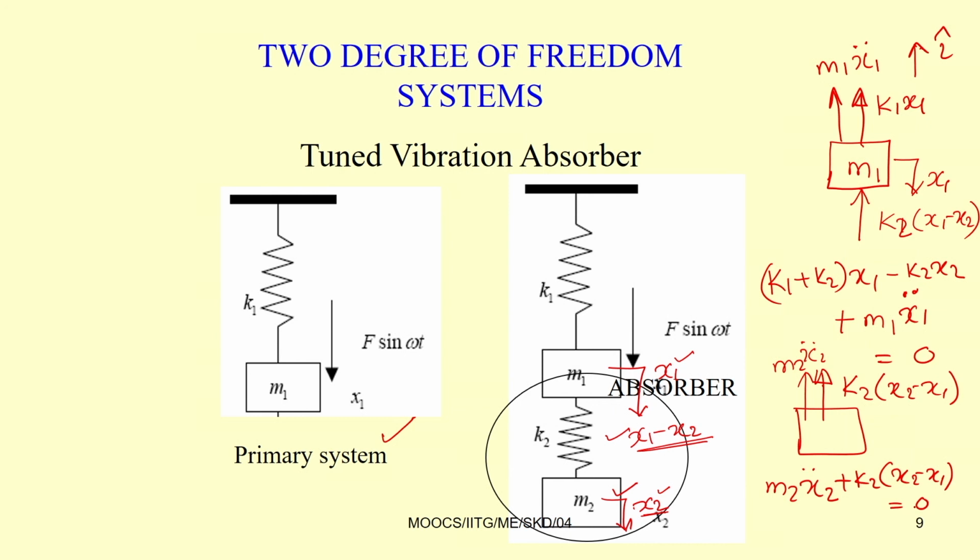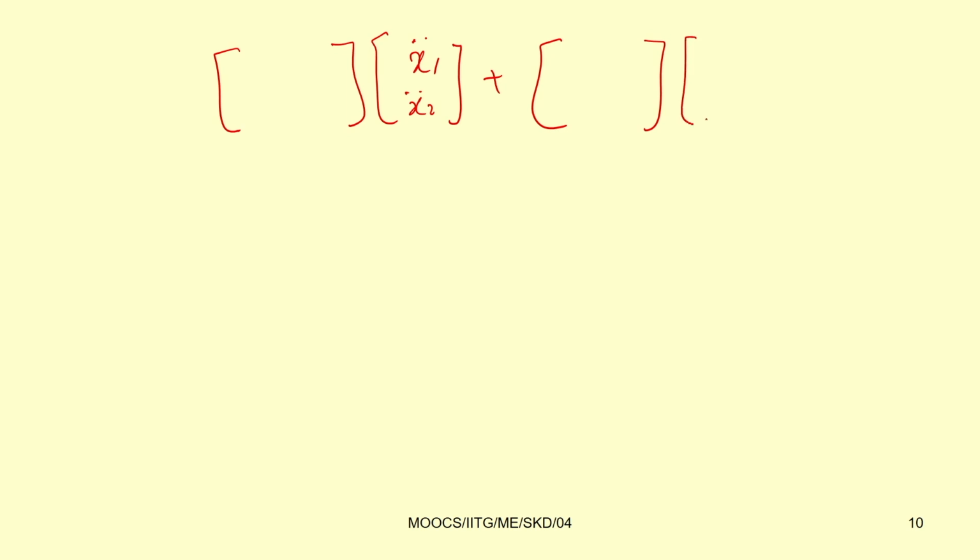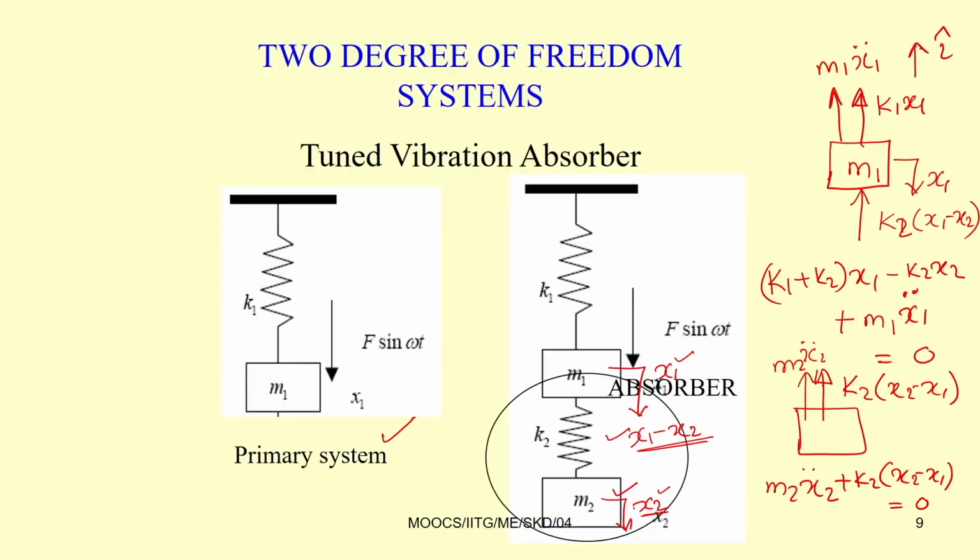So, this way, by drawing the free body diagram, we can write down the equation of motion. Here one can write this equation in matrix form also, this into x1 double dot, x2 double dot, plus this into x1, x2. Okay, one thing we have forgotten: on the right hand side, this is not equal to 0.